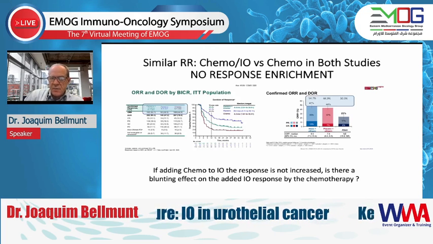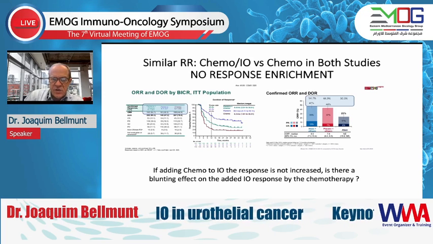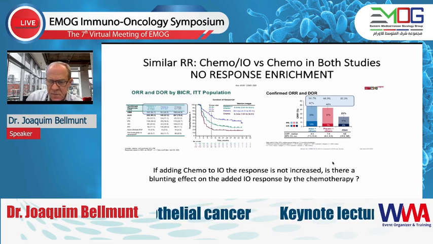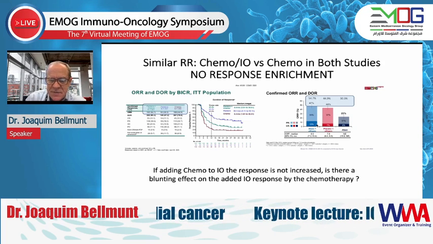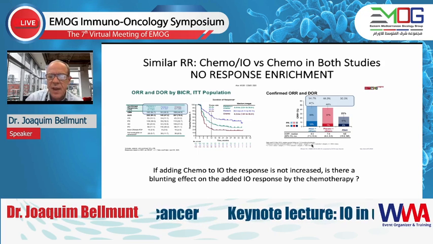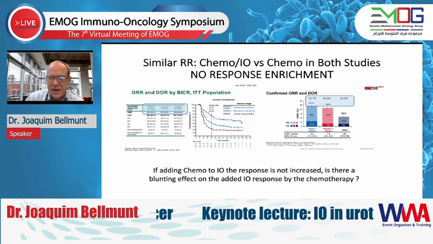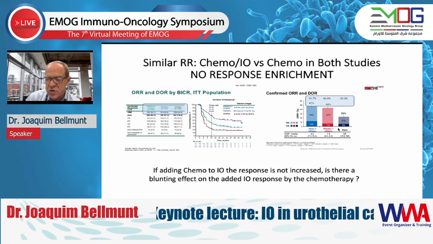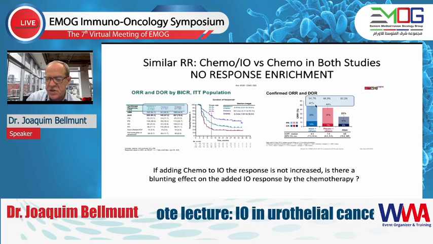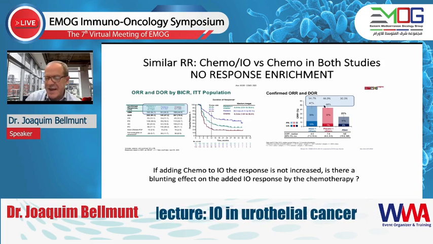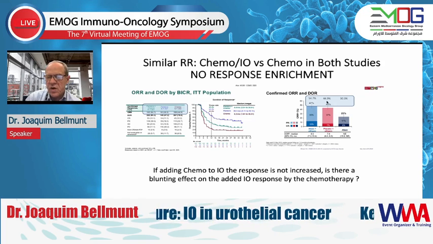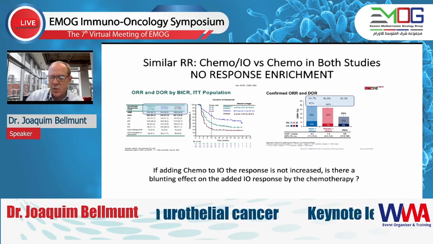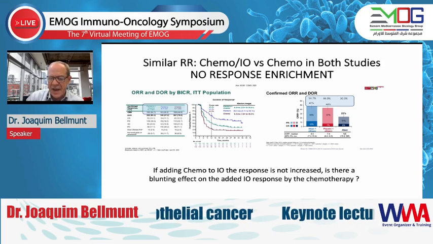So here, what I'm showing is the response rate and duration of response in all these trials. And what you can see here is that it seems that combining chemotherapy and immunotherapy is blunting the response rate. We can see here in the atezolizumab platinum gemcitabine versus placebo platinum gemcitabine, the response rate 47 versus 44. In the KEYNOTE-361, 54 compared to 44.9. So we don't see an improvement in response rates when we are combining chemotherapy and immunotherapy.